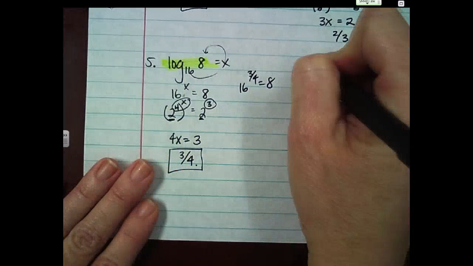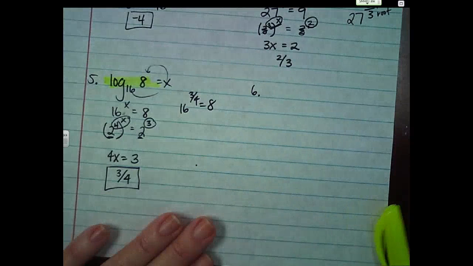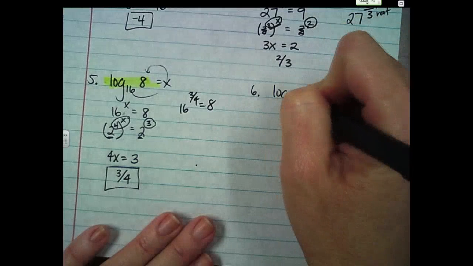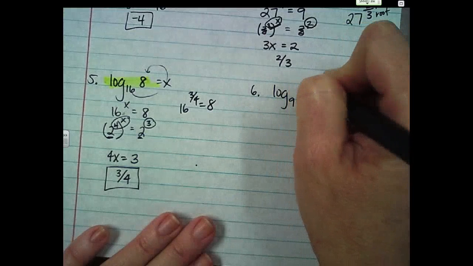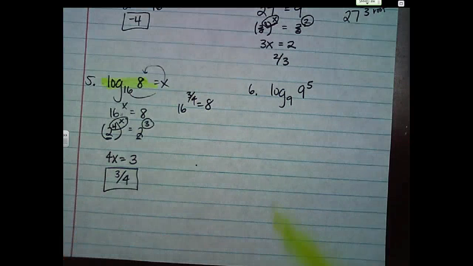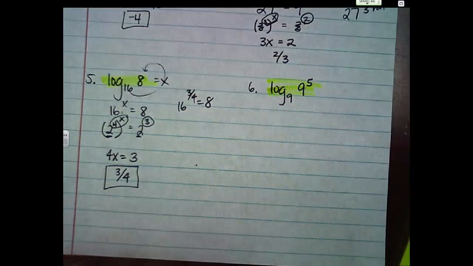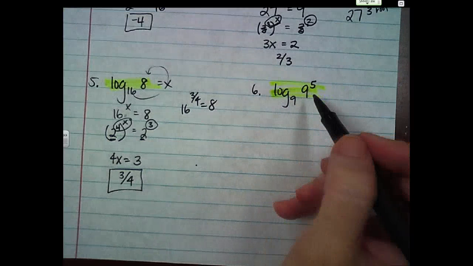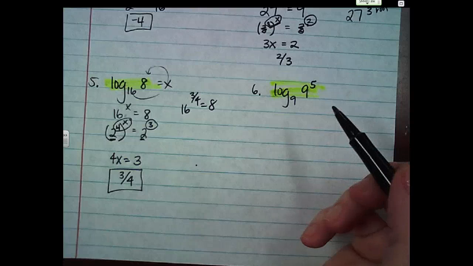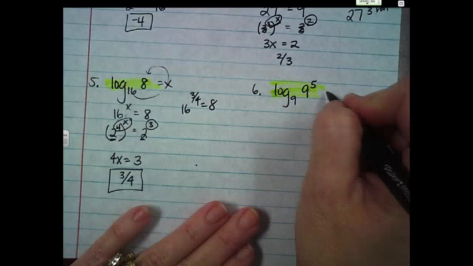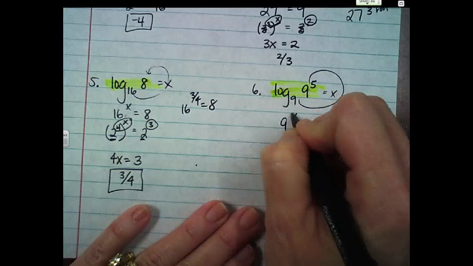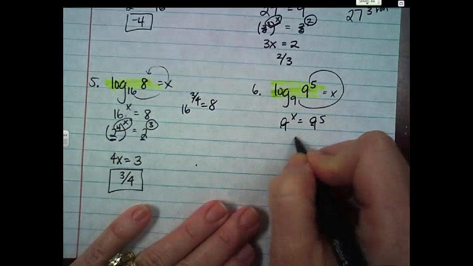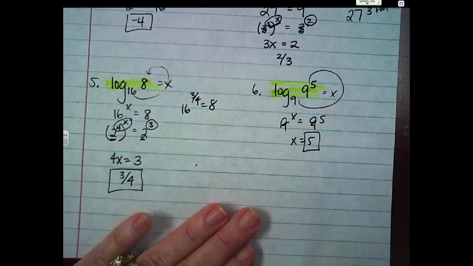Okay, number 6. Log, this one's really easy. Log base 9 of 9 to the 5th power. This one's almost so easy that you're not going to be sure if the answer is right. Try it. What's the answer? 5. Yeah. 9 to what power gives me 9 to the 5th? 5, right? Or you can write it out if you want. 9 to the x power gives me 9 to the 5th. The base is the same, so x is 5. Right?